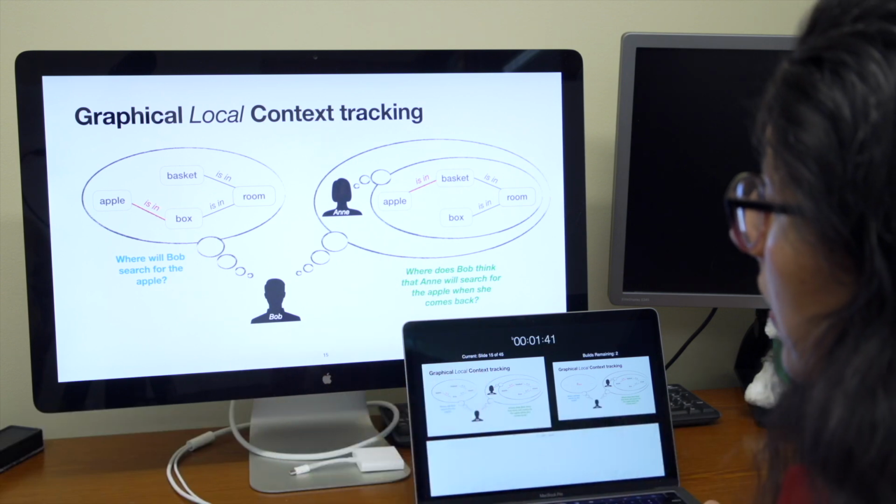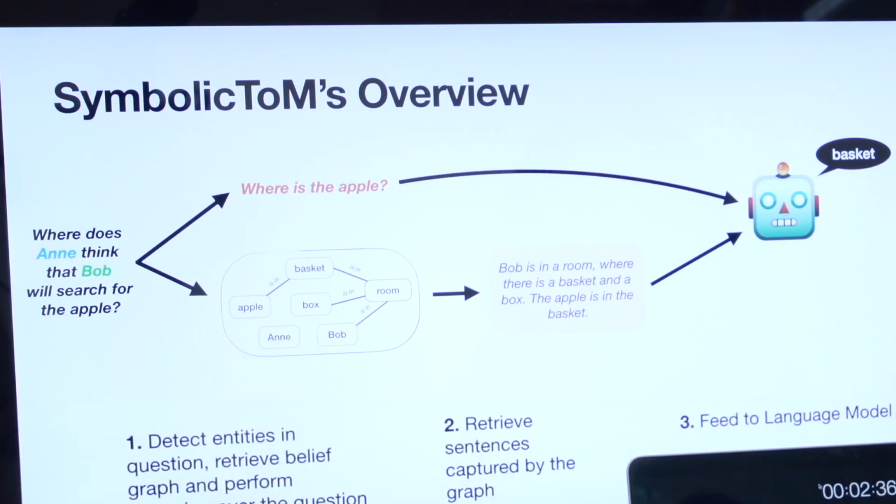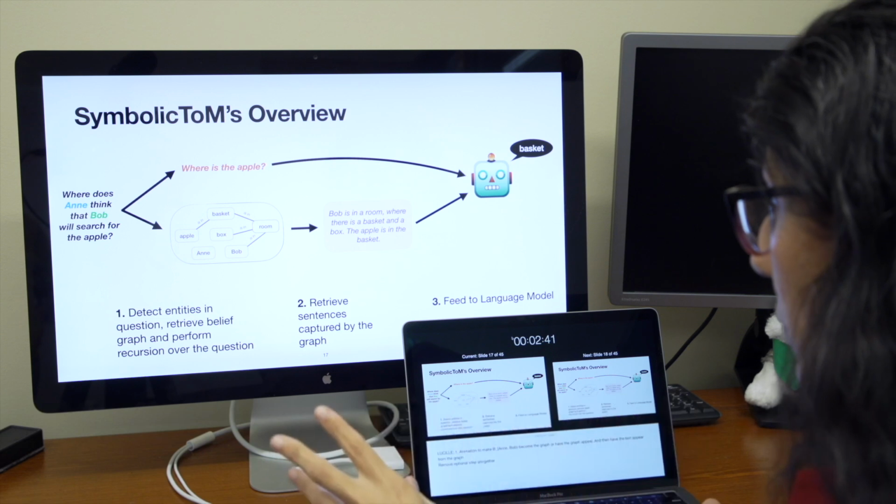Example 1 graph that says where will Bob search for the apple? So the beliefs that Bob has. Another graph for the belief that Bob has about Anne's beliefs. So this is what you feed to the language model, and we find that by doing this procedure you can improve the performance on a theory of mind dataset.